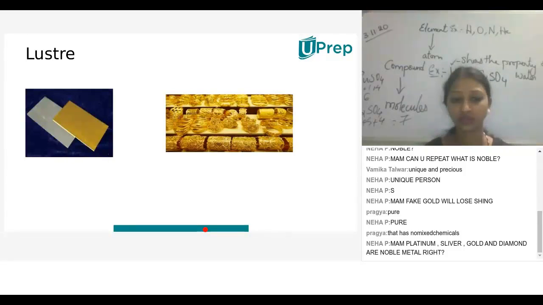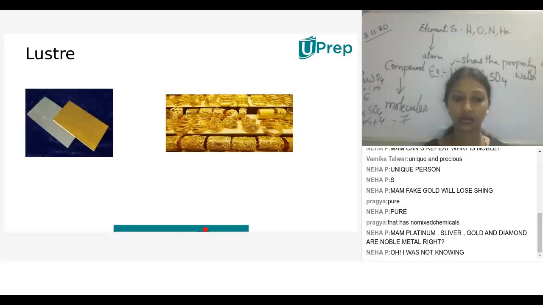Diamond is not a noble metal. Diamond is made up of carbon. Diamond is a non-metal. We are talking about only noble metals. Diamond won't be considered a metal. Diamond is nothing but an allotropic form of carbon. Neha, you have given noble metals, but how does diamond come under metal? Diamond is a non-metal. It is an allotropic form of carbon. Understood?